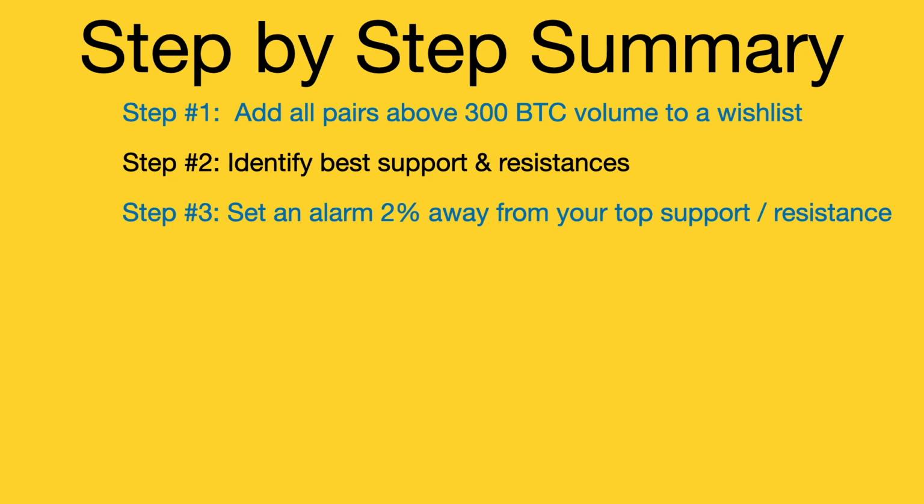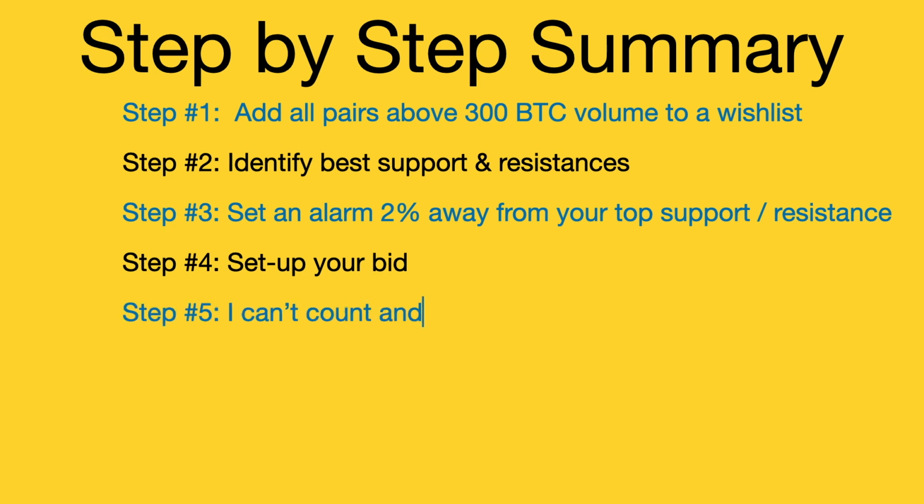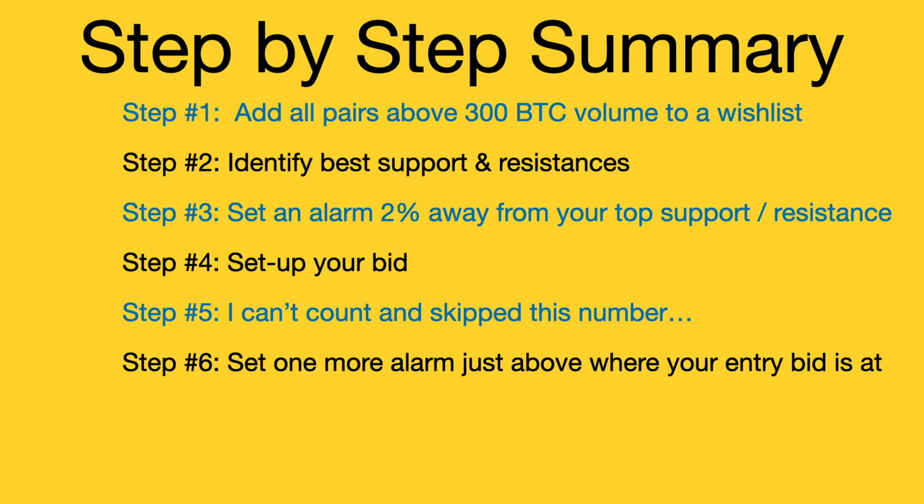Keep in mind that if you're on a free version of TradingView, there's a limited number of notifications you can set. Step number 4, when that alarm triggers, you know it's go time. Take out your phone or open the website or desktop app and set up the bid. Step number 6, set one more TradingView alarm just above where your bid is entered, as close to it as possible, but not right on it, just in case you only get a partial fill.